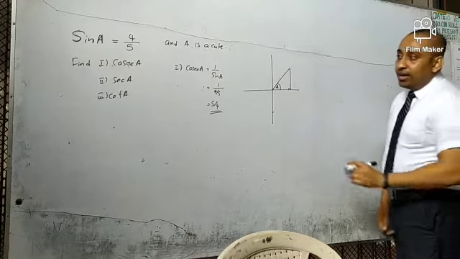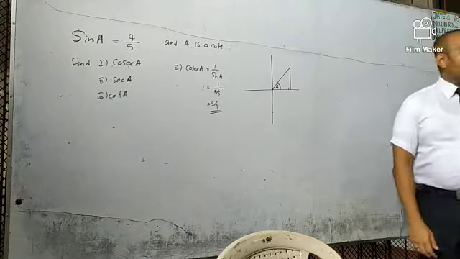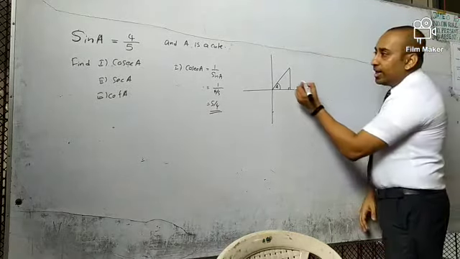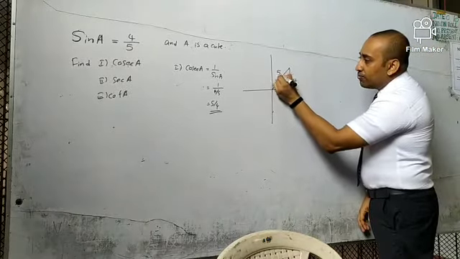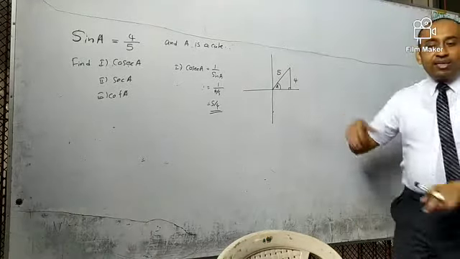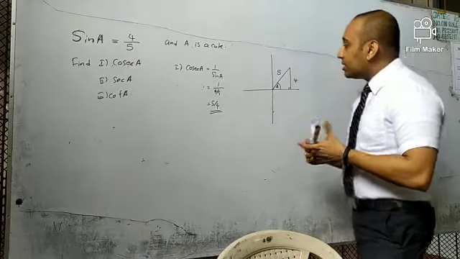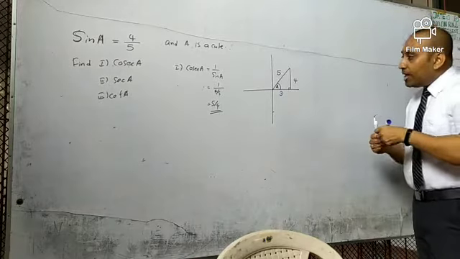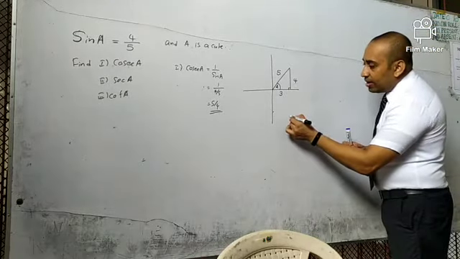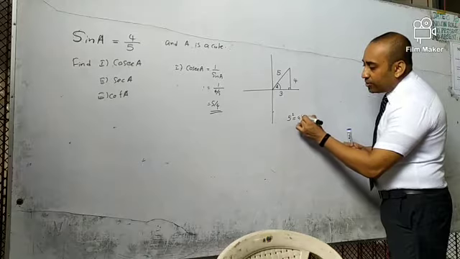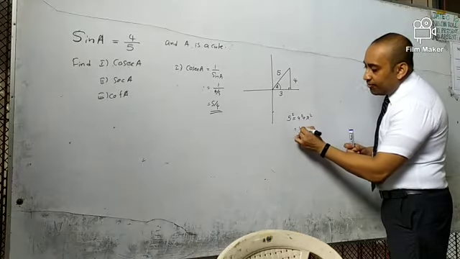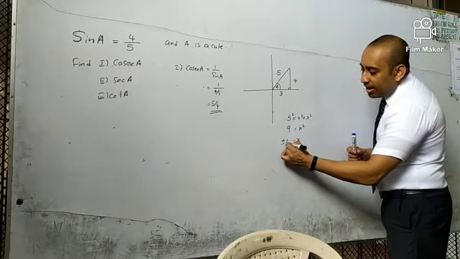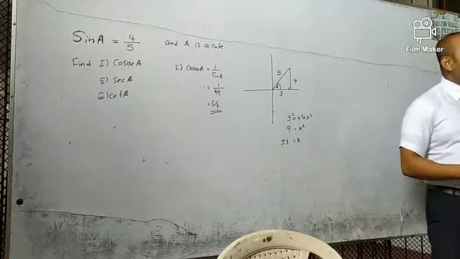Right. Then sin A is 4/5. What is the definition for sin A? Opposite upon hypotenuse. Opposite is 4, hypotenuse is 5. If you apply the Pythagoras theorem, you can obtain the adjacent. It's 3. 5 squared is equal to 4 squared plus x squared. Therefore, x squared is equal to 9. Therefore, x is equal to plus or minus 3.